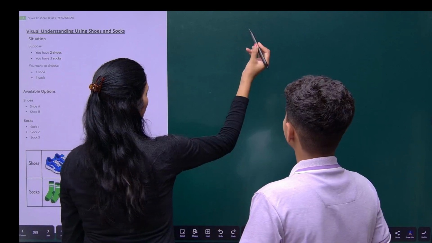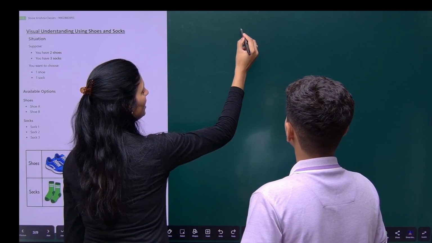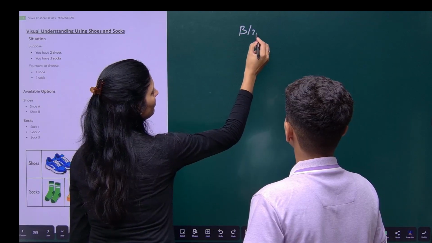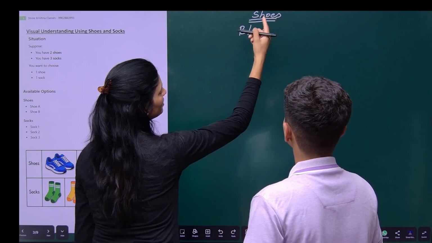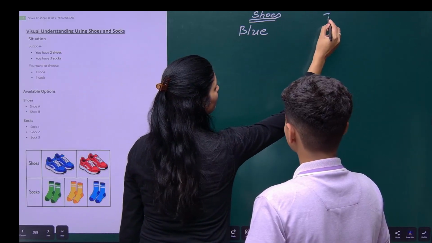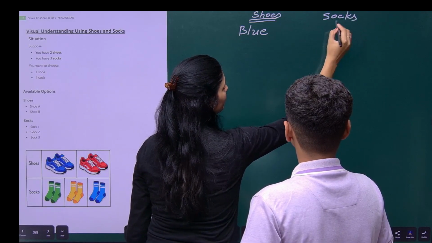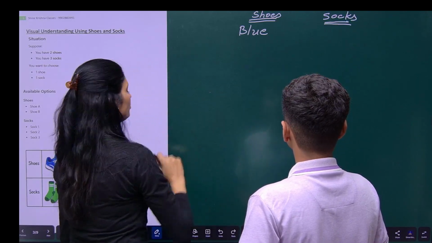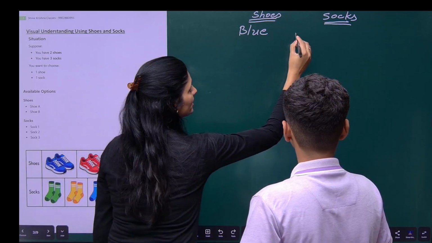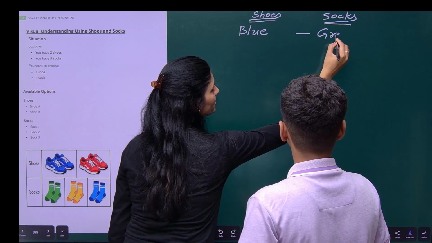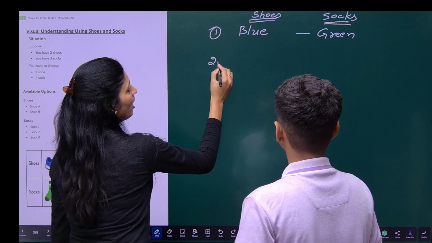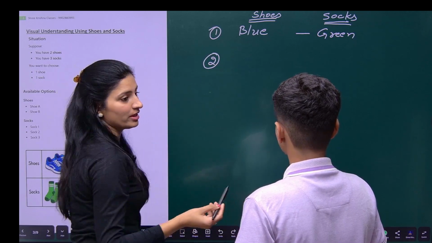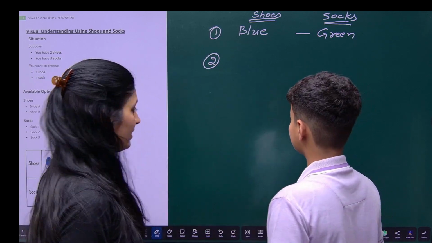So if, for example, one selection I'm telling you. So if you select blue shoes here, I'm writing down all the shoes that you are selecting, and here we'll write down the socks that you are selecting. Okay? So if you have selected blue shoes, what can you select with it? Green socks you can select, right? So this is one possible combination. How many such combinations are possible? Can you write down? Just see the diagram and write down.